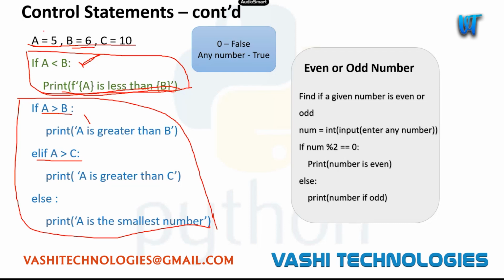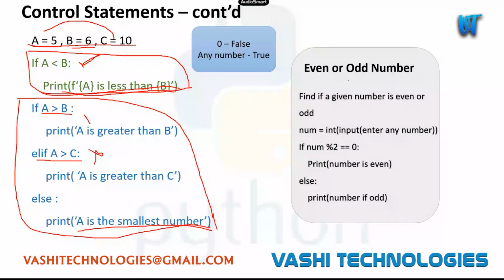If A is greater than C, even this condition will be false, right? So it won't execute this block as well. And then it will go to the final else and it will just print A is the smallest number, since these two conditions failed. Okay.